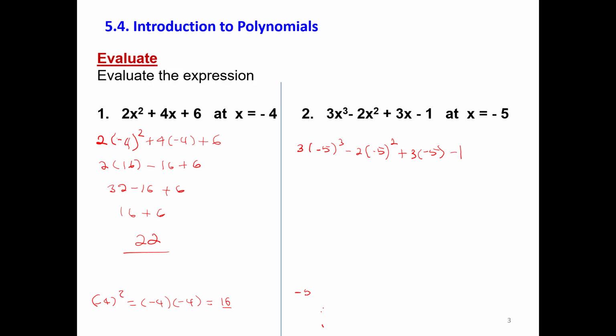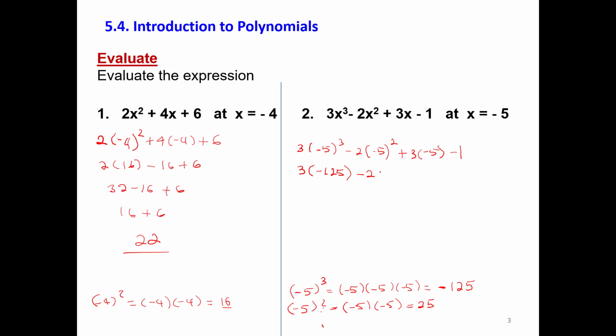Here, we need to solve -5 to the third power. It means negative 5 times negative 5 times negative 5. Negative times negative is positive, positive times negative is negative. 5 times 5 is 25, 25 times 5 is 125. So here we have 3 times negative 125. Negative 5 to the second power is negative 5 times negative 5. Negative times negative is positive. 5 times 5 is 25.